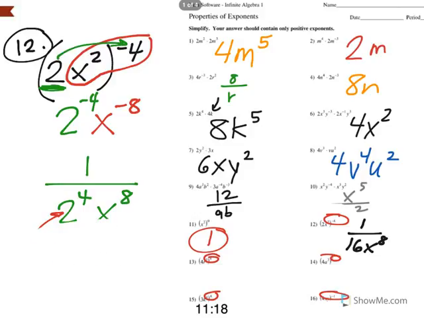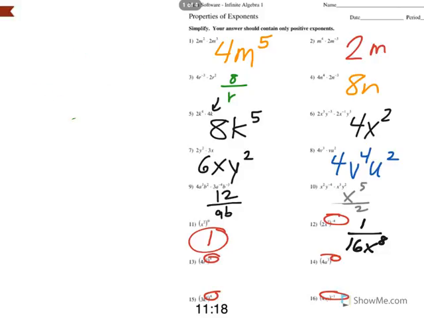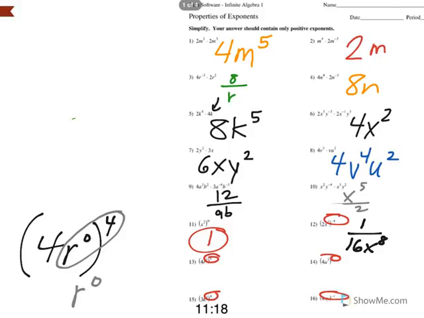Alright, number 13, we have 4r to the 0, all to the power of 4. Alright, so r to the 0 to the 4th. 0 times 4 is 0, so r to the 0 is going to end up just being 1. That's the exponent law of 0.